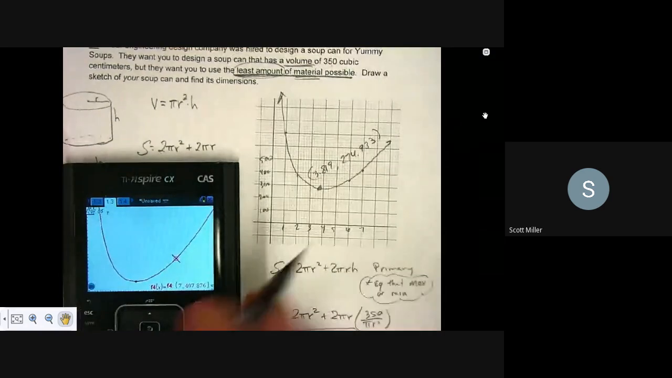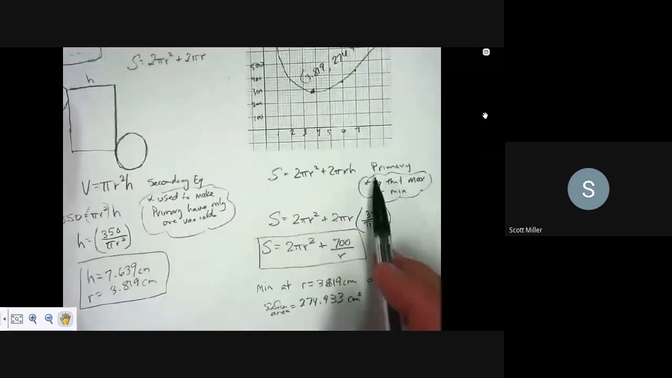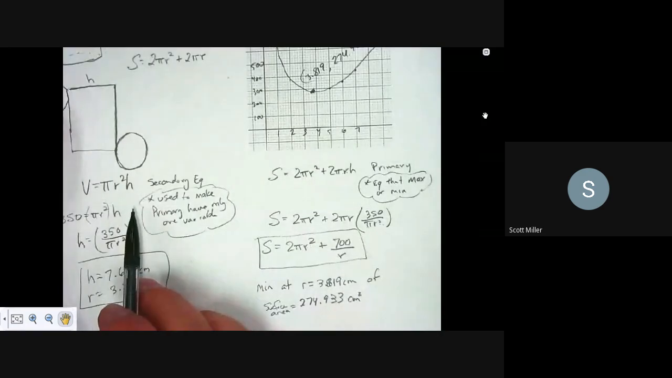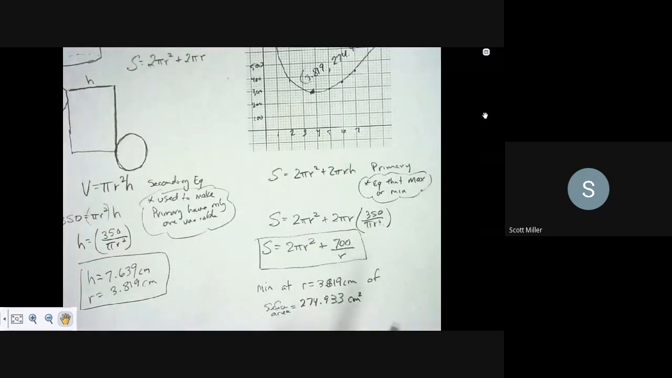So when you do a problem like this, you want to draw me a sketch, labeling the minimum point, show all the work that's necessary, find your primary equation, secondary equation if it needs one. Sometimes they do, sometimes they don't, but that's how you would do a problem like that.